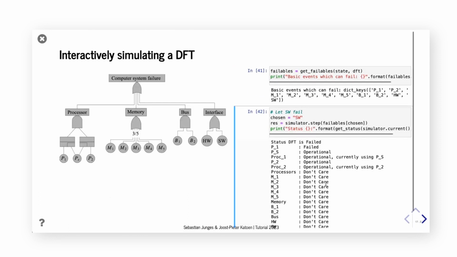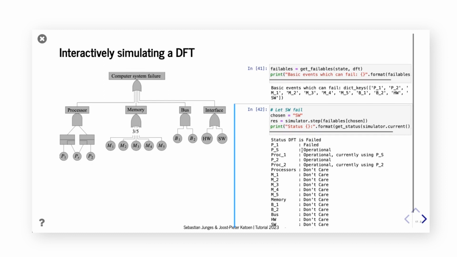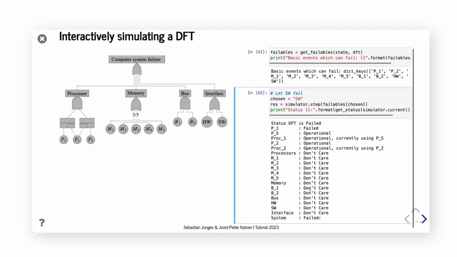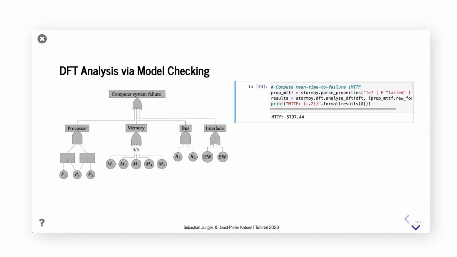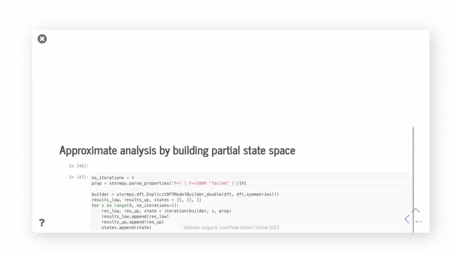And then you can continue your simulation and say, maybe now also the component SW is going to fail. This means that a whole lot of other options become don't care, and the overall system failure is now triggered because there's an OR gate. So a failure of software immediately leads to an overall system failure. So if you want to understand fault trees, there's a lot of things that you can do via these Python bindings. You can also do the model checking.